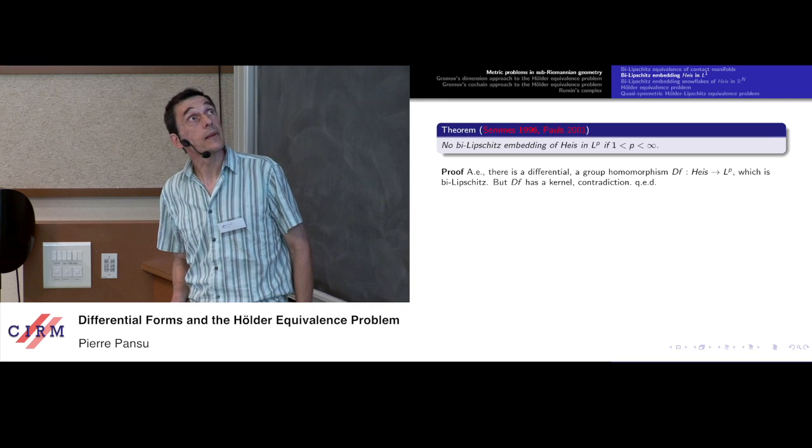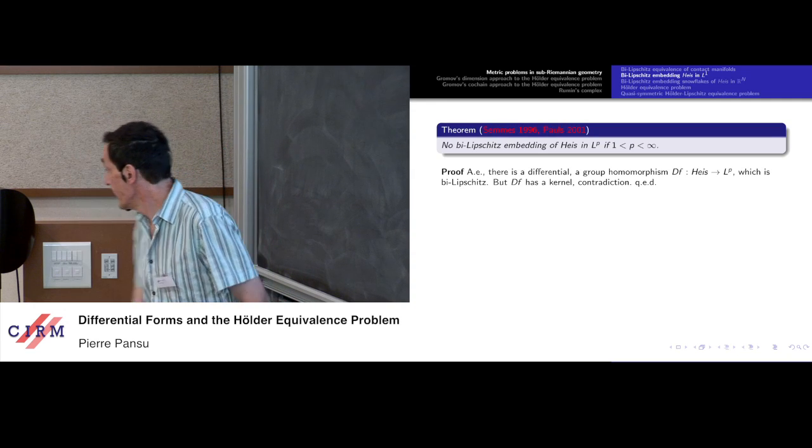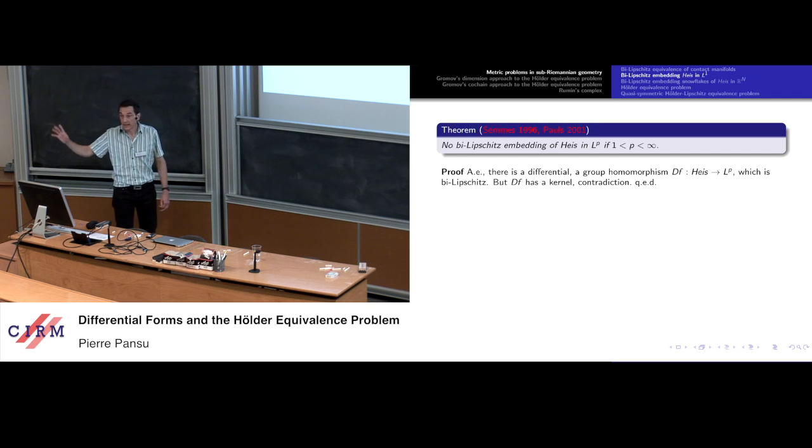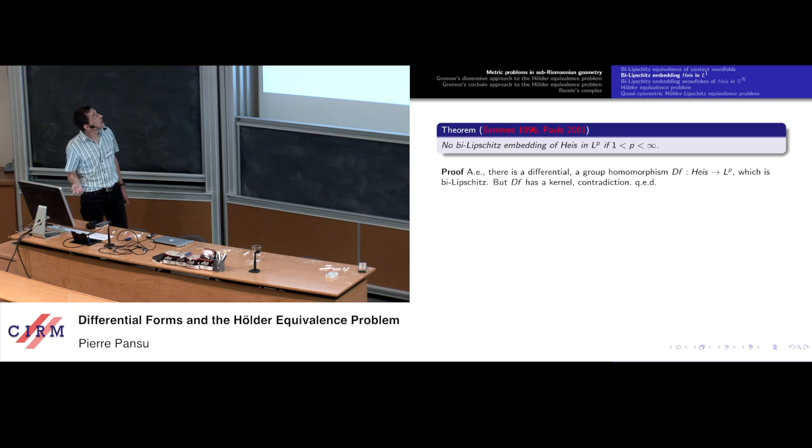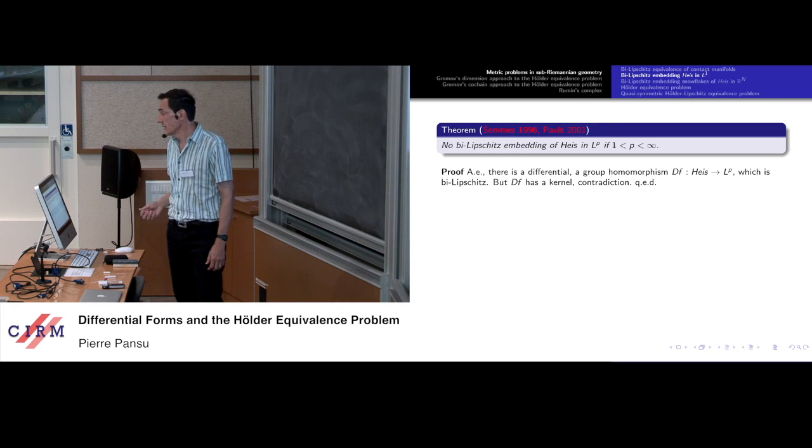So L infinity contains everything. So that's a terrible space. I should not think that I have any intuition of what's happening there. However, L2, for instance, that's a very well-behaved space, right? The geometry in Hilbert space is exactly our usual Euclidean geometry. So L2 would be great. Unfortunately, this fails. There is no way to embed Heisenberg group in L2. In fact, in any LP between 1 and infinity, excluding 1 and infinity.